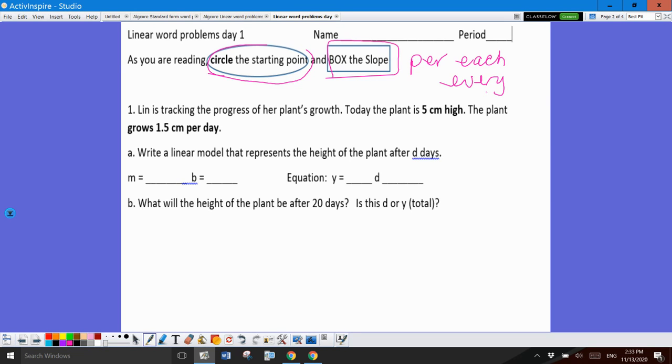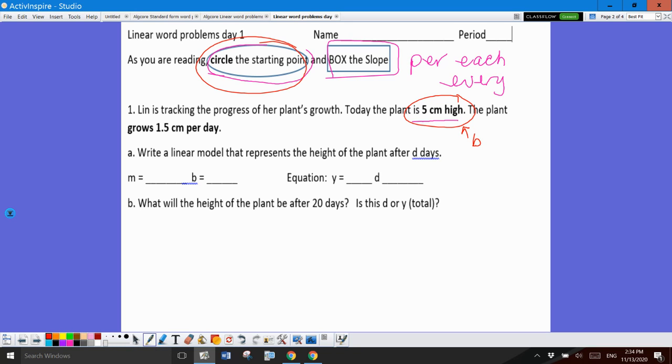Okay, so let's take a look at our first problem. It says Lynn is tracking the progress of her plant's growth. Today, the plant is 5 centimeters high. The plant grows 1.5 centimeters per day. So let's start by circling our starting point. Well, where's it starting? How tall is the plant when I start? Hopefully, you're like, hey, that's the 5. That's my starting point. So that is going to be my B.